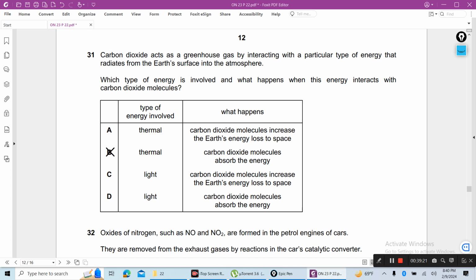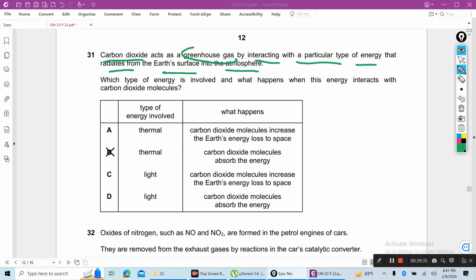Next, carbon dioxide. Carbon dioxide acts as a greenhouse gas by interacting with a particular type of energy that radiates from the earth's surface into the atmosphere. Which type of energy is involved? This energy is known as thermal energy. And what happens when this energy interacts with the carbon dioxide molecule? Carbon dioxide molecules absorb this energy. So the answer will be B, thermal energy, and carbon dioxide molecules absorb this energy.